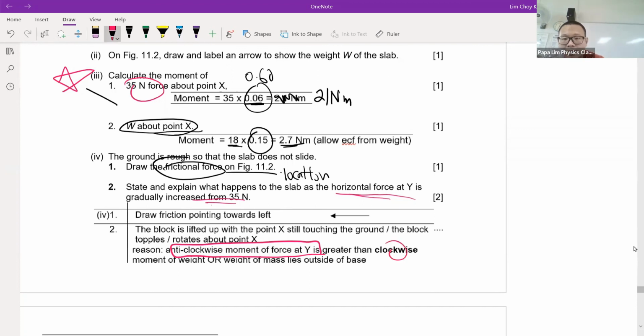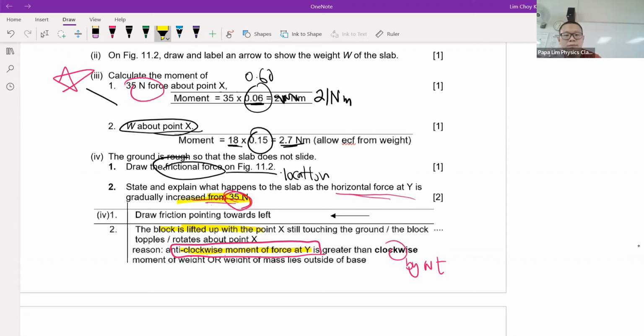This clockwise moment is by the weight of the object, and it remains constant. But my anti-clockwise moment actually increases, because of my 35 Newton, which keeps increasing. So my anti-clockwise moment will get bigger and bigger and bigger. As a result, the object will be tilted, and thus the block will be tilted. Or it will be lifted off the ground, or the block will be rotated clockwise.